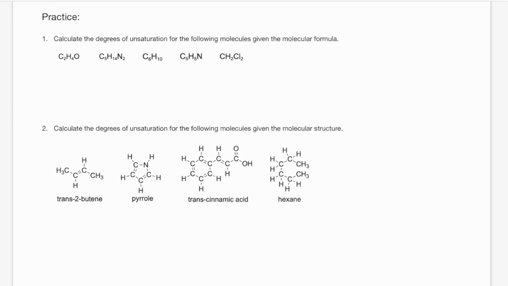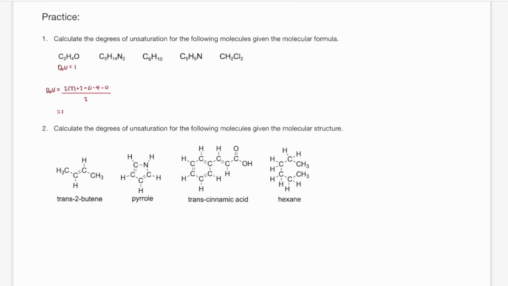We can calculate the degrees of unsaturation for each of these molecules using our formula. In C2H4O, there are 2 carbons, 4 hydrogens, and 1 oxygen, but 0 nitrogens and halogens. Plugging these values into our formula, we get the degrees of unsaturation equal to 2 times 2 plus 2 plus 0 minus 4 minus 0, all over 2, which gives us a final value of 1. Hence, we can conclude that the molecule has 1 degree of unsaturation.